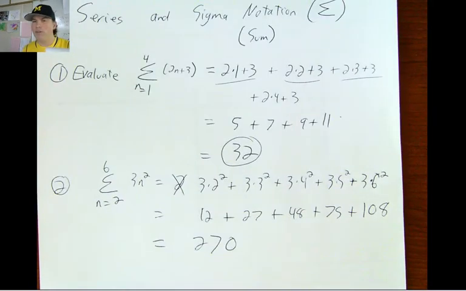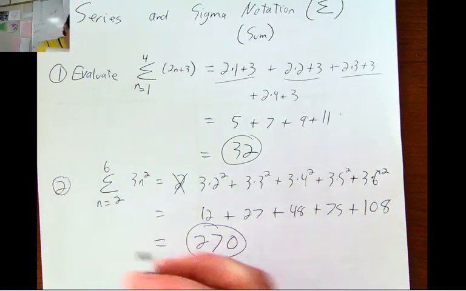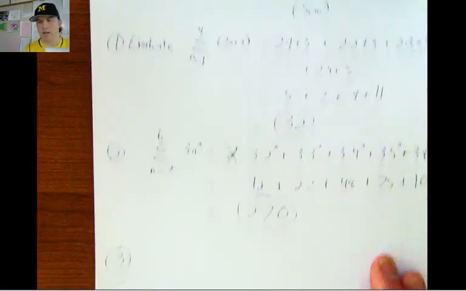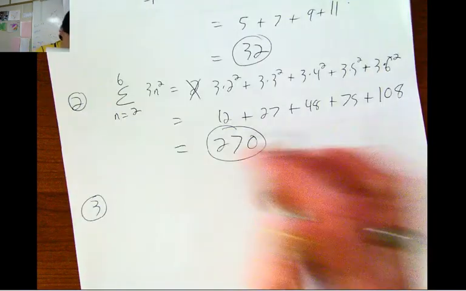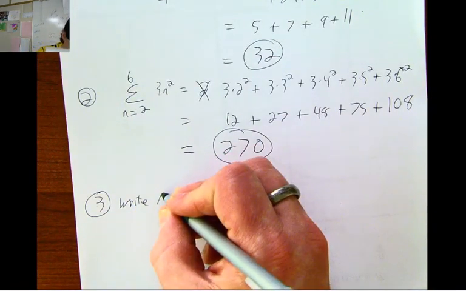So those are sigma notation problems when you are given the sigma and you got to figure out what that sigma notation is equal to. These sets of problems are backwards problems where you want to write an equation for it.